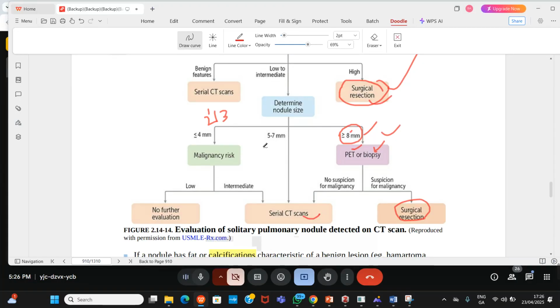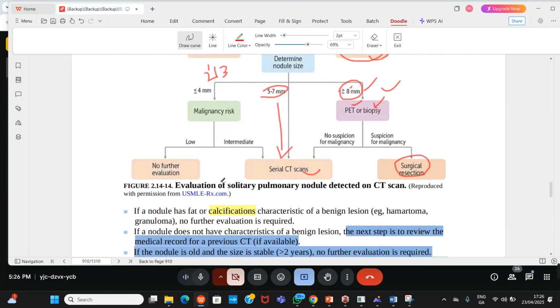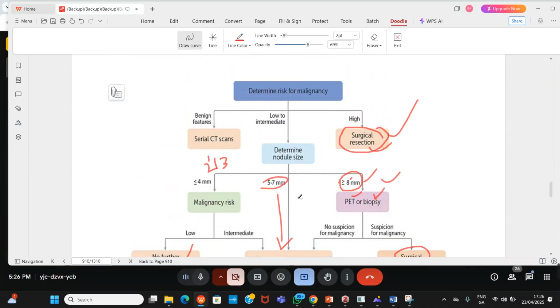If the size is more than 8, then you need to do something active. You do a PET or you go and do a biopsy. Please, a biopsy is different from surgical resection. Don't go and confuse it. What you are just doing is a biopsy to obtain a sample. You are not doing an excision biopsy to remove everything. Just take a small sample to do histology. Resection means you are excising, you are removing everything. Surgical resection, please pay attention to that.